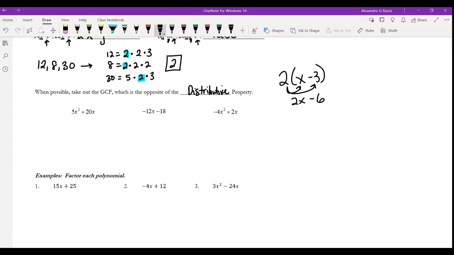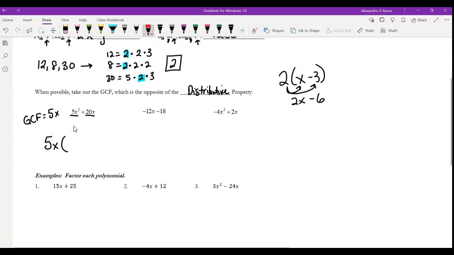So I look, what can I take out of a 5x squared and a 20x? What's the GCF? Well, the GCF is 5 with an x. So that goes in front. And so I know I'm taking out a 5x of both of them.